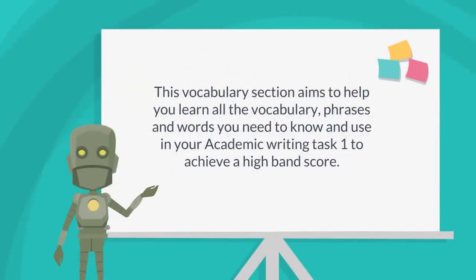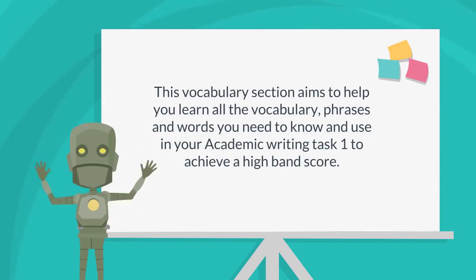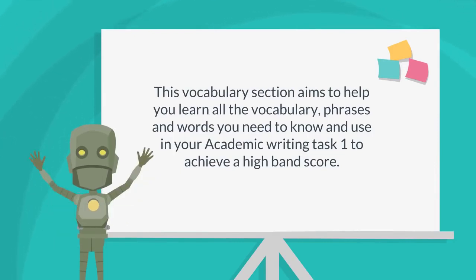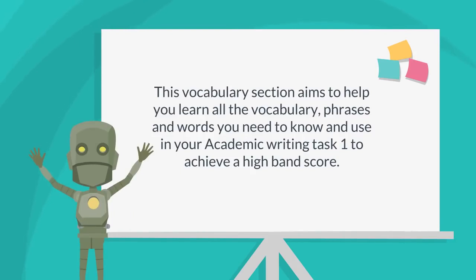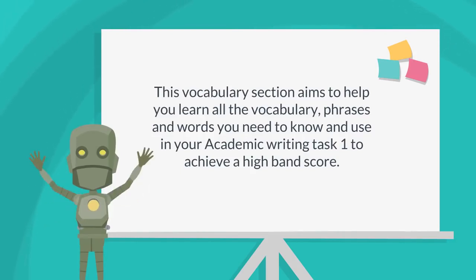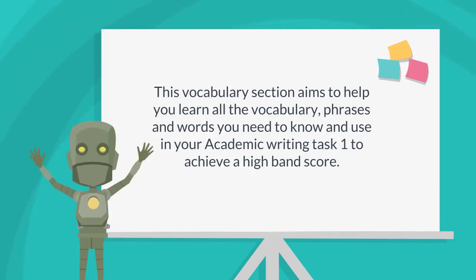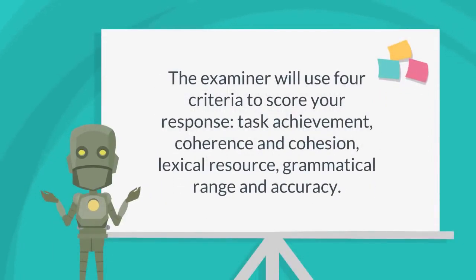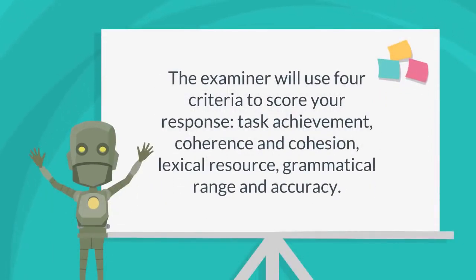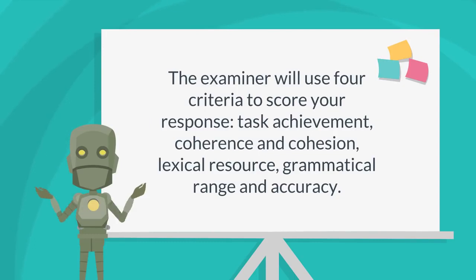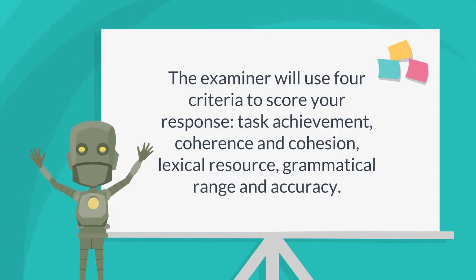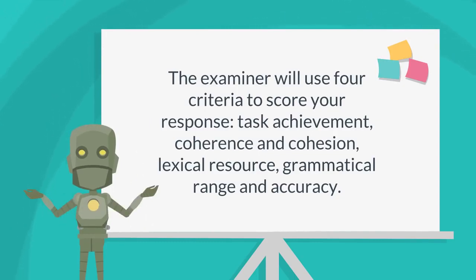This vocabulary section aims to help you learn all the vocabulary, phrases and words you need to know and use in your academic writing task 1 to achieve a high band score. The examiner will use 4 criteria to score your response: task achievement, coherence and cohesion, lexical resource, grammatical range and accuracy.